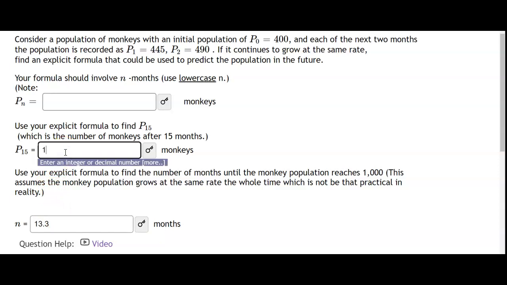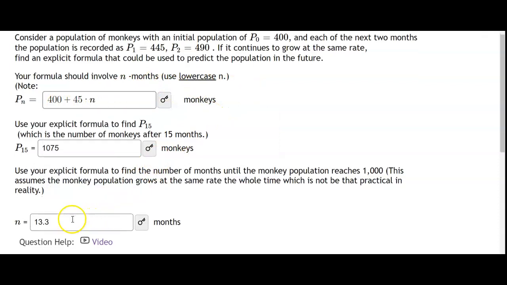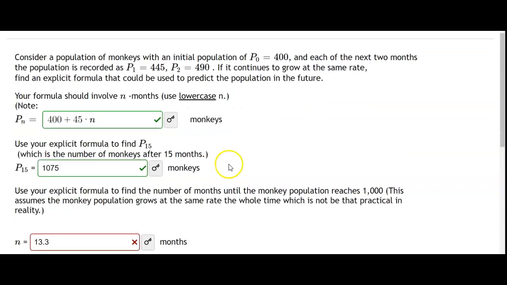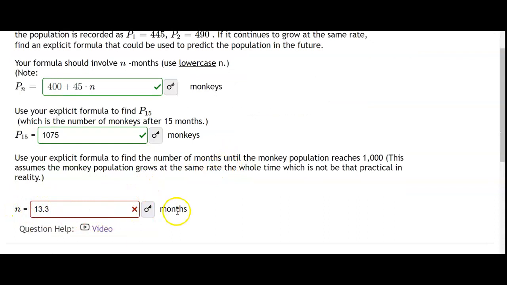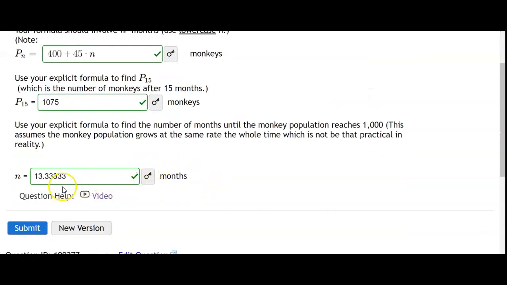Okay, this was 1075, and this we know was 400 plus the 45n. I guess I'll put in the times n just to be cautious, although I know typically WAMAP doesn't require that. We submit that. Yeah, it didn't like the 13.3 months, so we should be a little more accurate. So I'm going to write 13, and let's try several 3's and see what it does with several 3's. It'll probably give us credit if we get it that close, which it does.